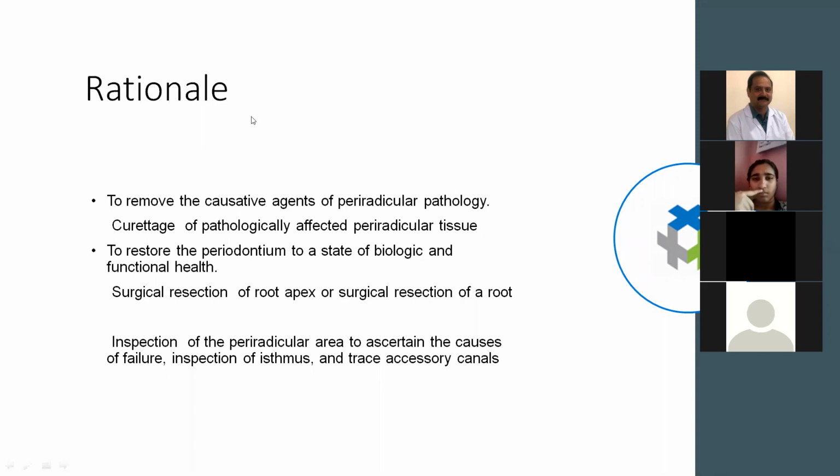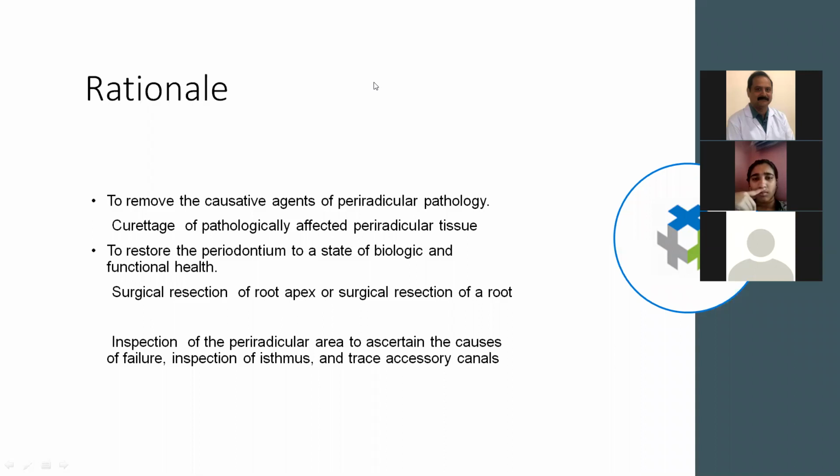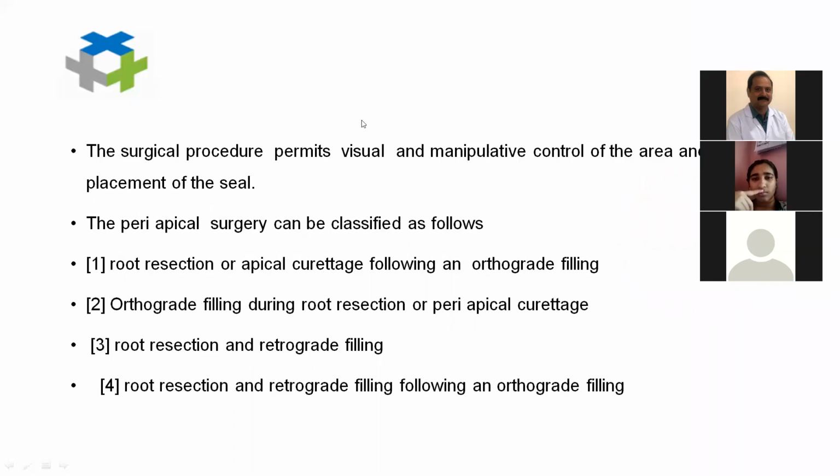So I will go through all these slides, and maybe I will discuss only the salient features. They are curettage of the periapical affected periradicular tissue, and surgical resection of the root to trace and remove all the accessory canals. We do this surgical procedure to have accessibility and visibility of the periapical region, which is not possible in normal conventional root canal therapy.